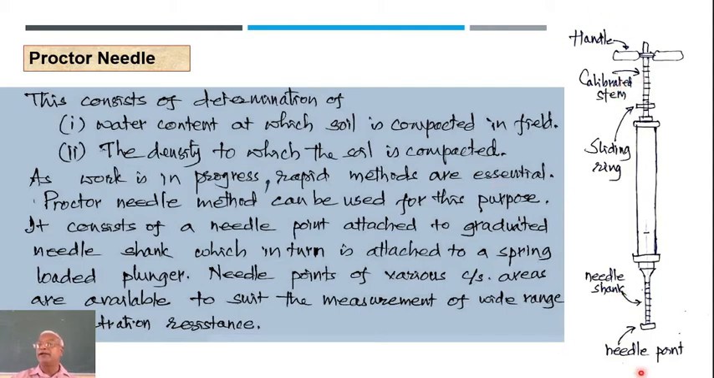Now, what is this used for? This is proctor needle. You should be able to sketch this. It will be used for determination of water content at which the soil is compacted in the field. Means in the field the compaction has been carried out. Now how to find out the water content? You can take this needle and find out the water content, and the density to which the soil is compacted.